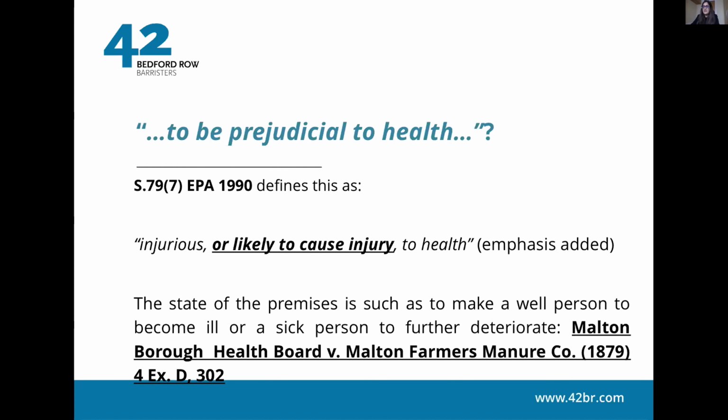In the case of the Borough of Malton versus the Malton Farms Manure and Trading Company Limited, it was held that where the state of the premises is enough to cause a well person to become ill or the health of a sick person to deteriorate, courts will normally be satisfied that it is prejudicial to health. It's also noted in that case that premises do not have to be occupied in order to be prejudicial to health.